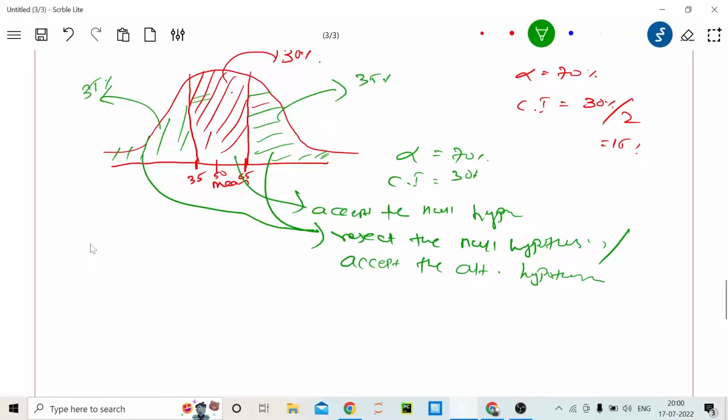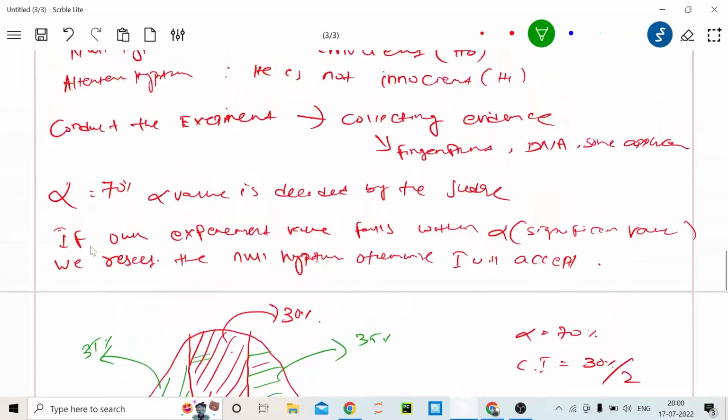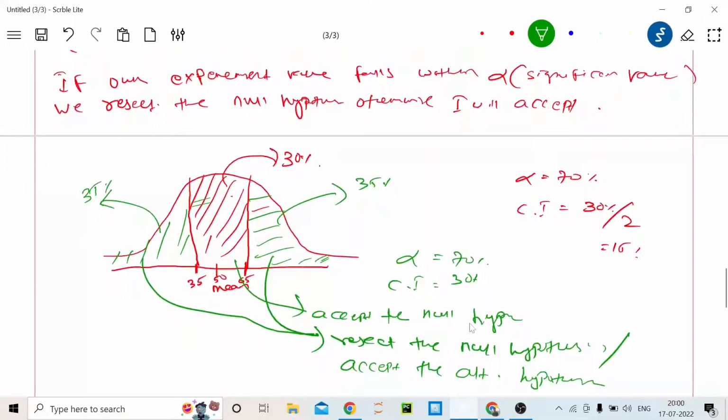In this case, the question is whether the person committed the crime or not. After conducting the experiment, collecting the fingerprint and DNA, if our value comes inside this 30%, then we accept the null hypothesis. That means the person is innocent. And if my value falls in this 35% or this 35%, that means this 70% area, then I can tell you that the person is not innocent.